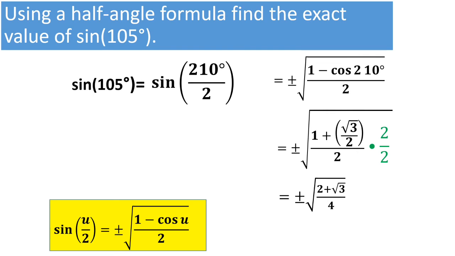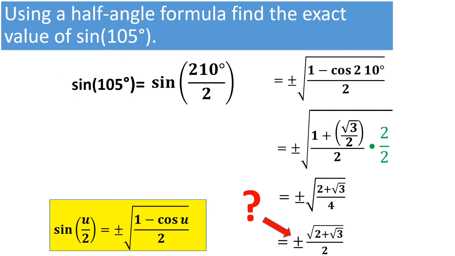The square root of a fraction is the same thing as the square root of the numerator over the square root of the denominator, which is. Now all we need to do is decide if the answer is positive or negative. The formula says plus or minus, but it does not mean the answer is both.